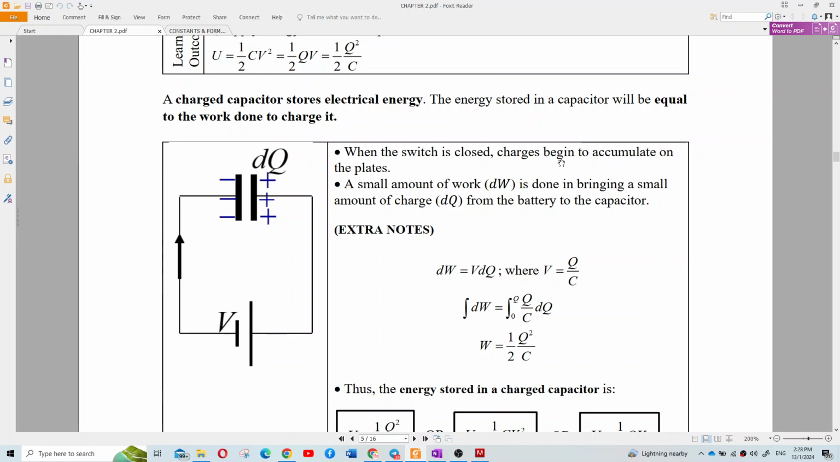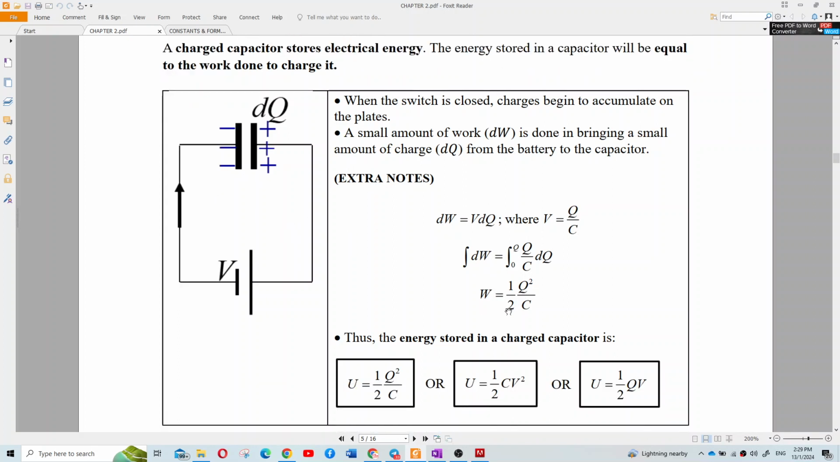So when the switch is closed, charge begins to accumulate at the plates. A small amount of work is done to bring a small amount of charge from the battery to the capacitor. This is the work done. The work done equals the energy stored, so we can say W equals U. Work done equals V delta Q. C is Q over V, so V equals Q over C.